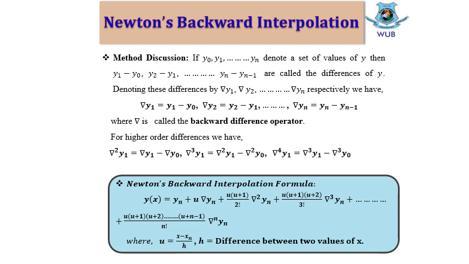And the calculation of u is also different from forward interpolation. The equation of u is x minus xn divided by h. And h is what? h is the difference between two values of x. Okay, now let's start.